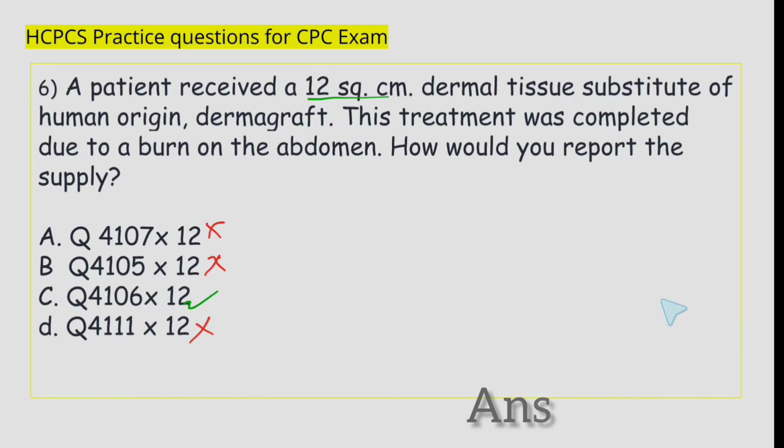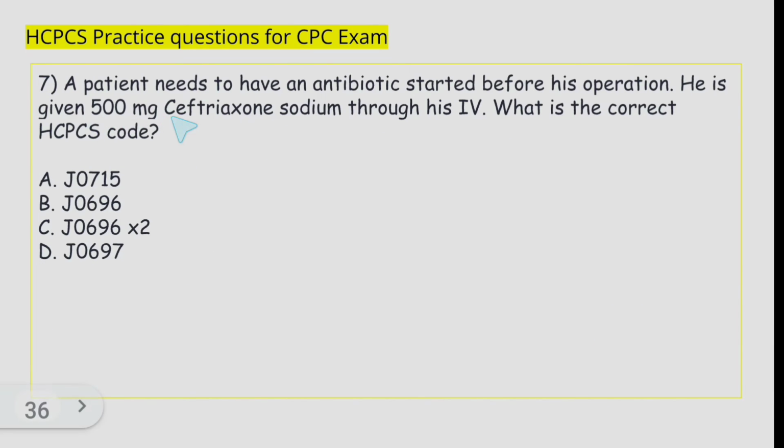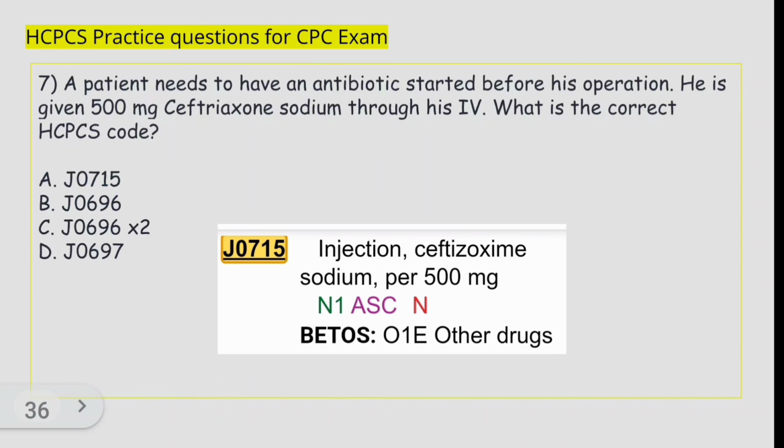Next question. A patient needs to have an antibiotic started before his operation. He is given 500 mg ceftriaxone sodium through his IV. What is the correct HCPCS code? Check option A, J0715. J0715 is for injection ceftriaxone sodium per 500 mg. But in our question they have mentioned a different drug. So pay close attention to the name of the drugs.